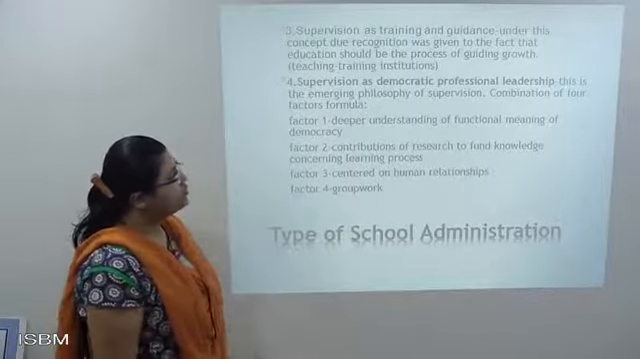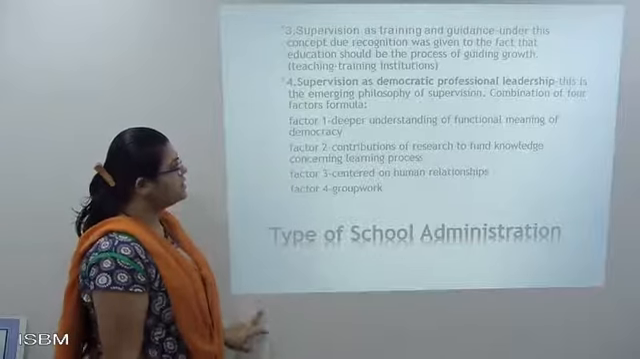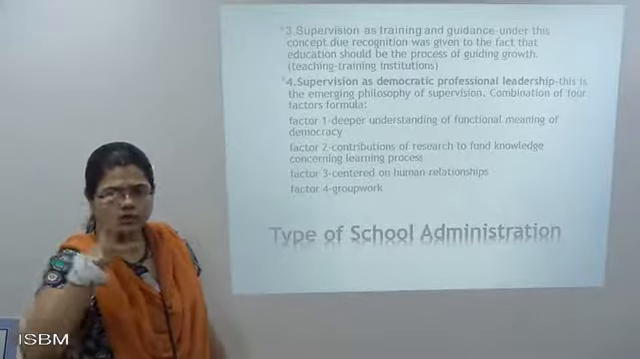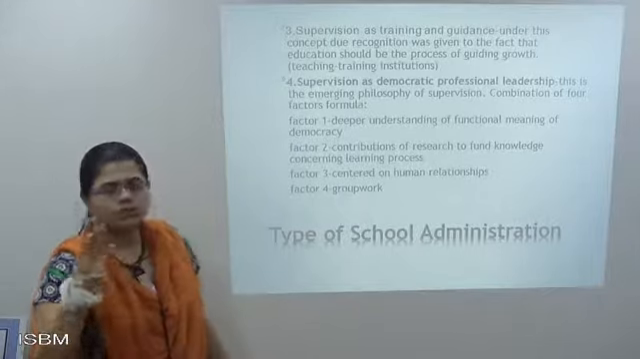Second, contributions of research to the fund of knowledge concerning the learning process. What are the contributions through research? When you are doing research, what are the contributions towards the fund?